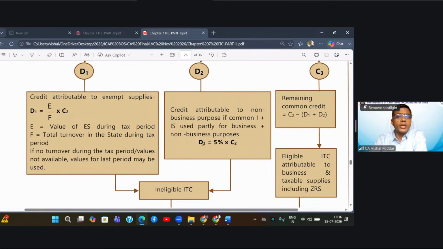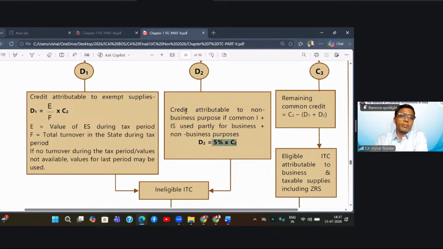Again, we have to find out D2. Now, if you remember, I gave you example of laptop and mobile phone, which may be partly used for business and partly personal. So we have to also remove the ITC attributable to personal element. But for personal element, it is difficult to find a ratio because you do not know what is the value of personal usage. So the law has presumed 5%. So 5% multiplied by C2, C2 is your common credit, that will give you D2.